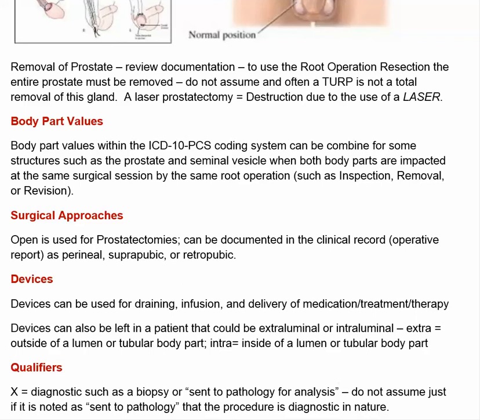Devices common to the system are those that are performed with a male are typical devices that are inserted for drainage, delivery of radiation therapy, and infusion. We also will see device values that are also for the occlusion of tubular body parts such as extraluminal and intraluminal. Remember back in chapter 1, they have pictures, but extraluminal means outside. We're putting a device outside of a tubular body part or a lumen. Intra, I-N-T-R-A, means inside of the tubular body part or lumen.